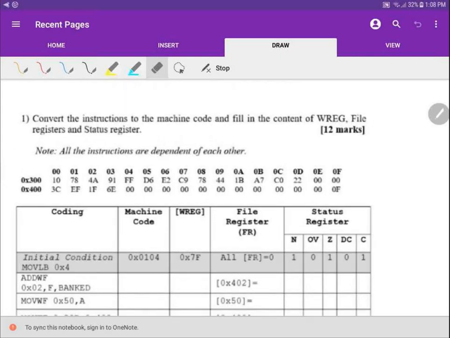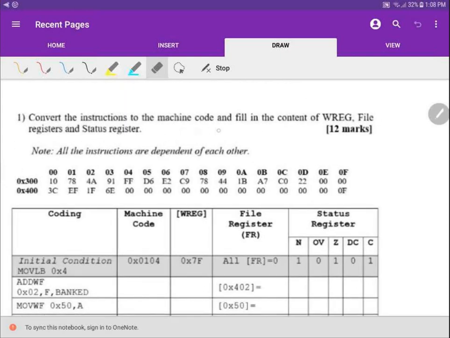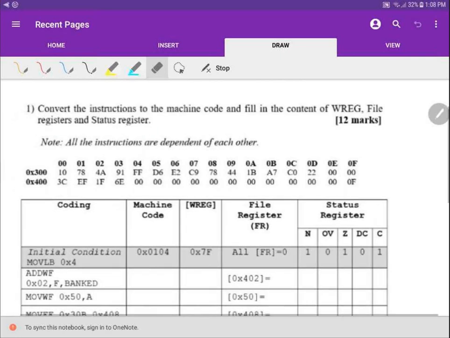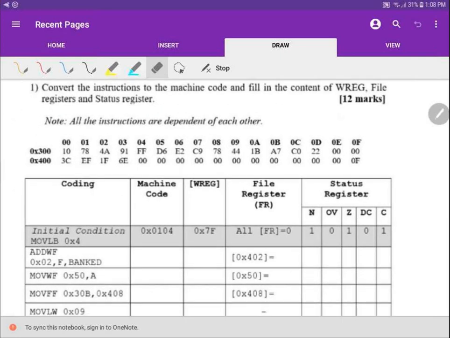Convert the instructions to the machine code and fill in the content of working register, file registers and status register. So 12 marks is given. So it said, note all the instructions are dependent on each other. What it means is that the condition of the subsequent instruction is dependent on the condition before.